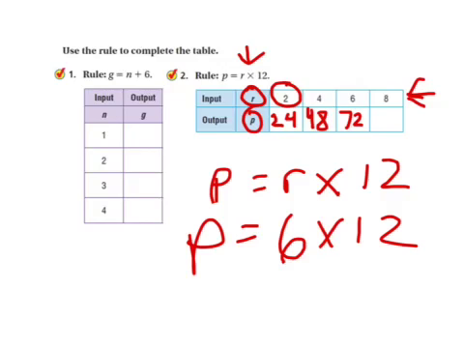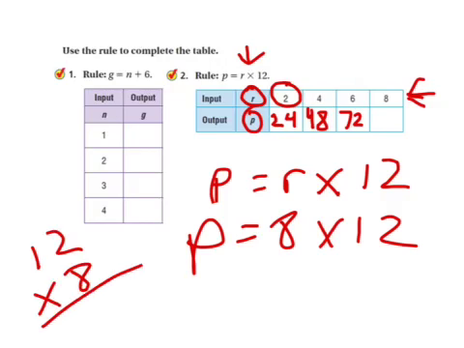My last input for this table, for the equation P equals R times 12, would be 8. So now P equals 8 times 12. Let me work that out on the side. 8 times 2 is 16. 8 times 1 is 8 plus 1 is 9. And 96 is my output. So I just found some outputs for these inputs.